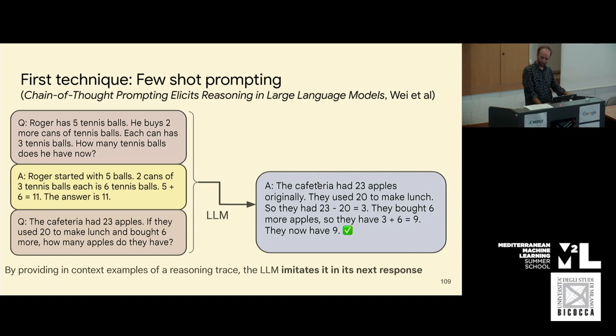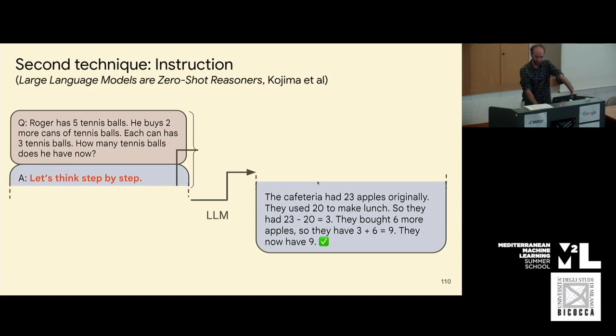So that's the first technique, few-shot prompting. The second one is, I would say, just instruction. Just tell it to do something. So there's this paper, "Large Language Models are Zero-Shot Reasoners." It's the same, again, our good old tennis ball problem. And then we start the answer for the LLM.